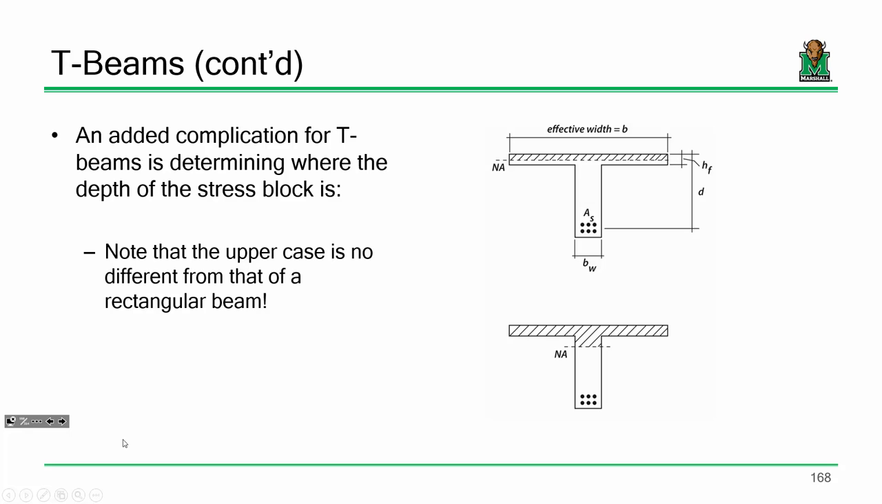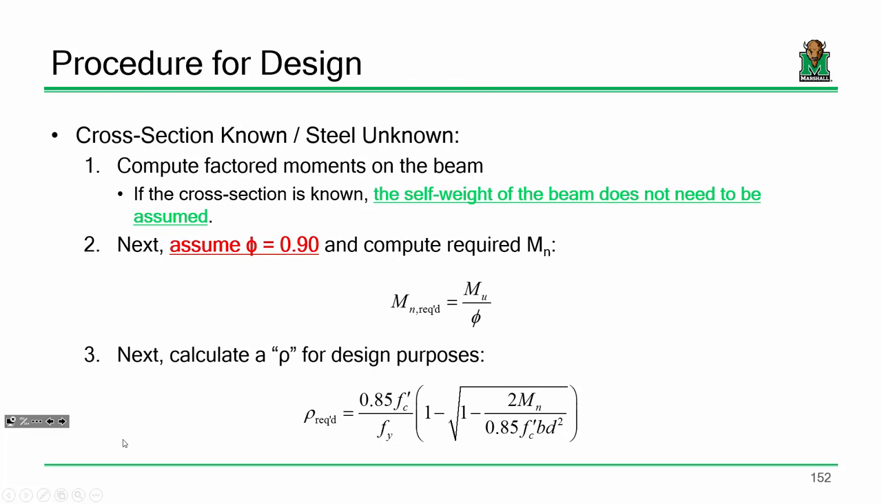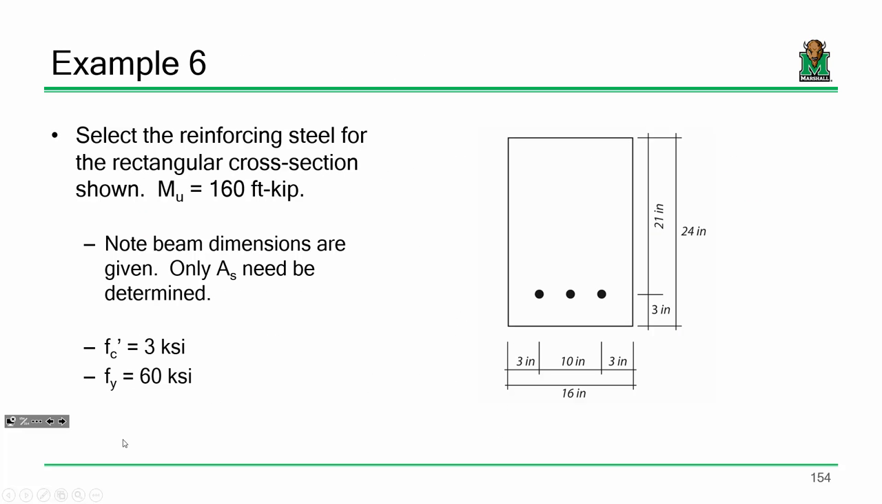The complicated issue, however, with these types of sections is trying to figure out the depth of your stress block. Because of that, we have two different types of classifications. We have what's called a rectangular T-beam and a true T-beam. A rectangular T-beam is one where the stress block is inside the flange. And the question you have to ask is, is this beam right here really any different than this beam?